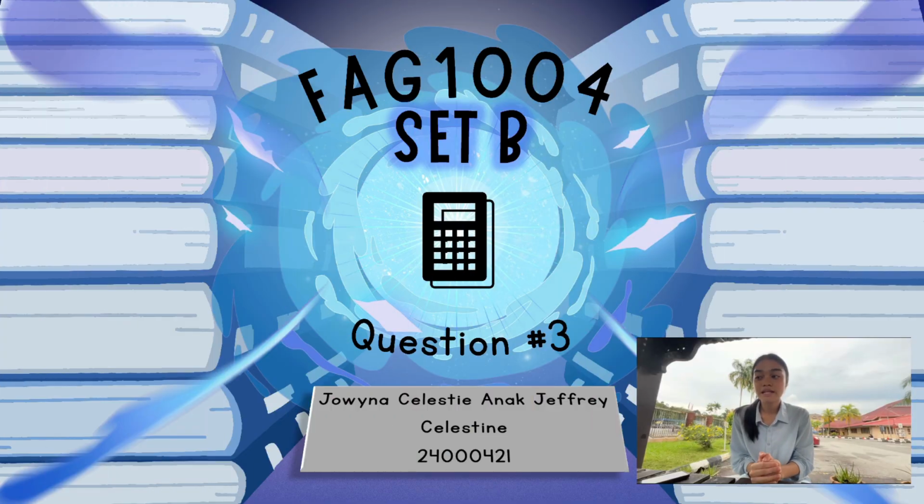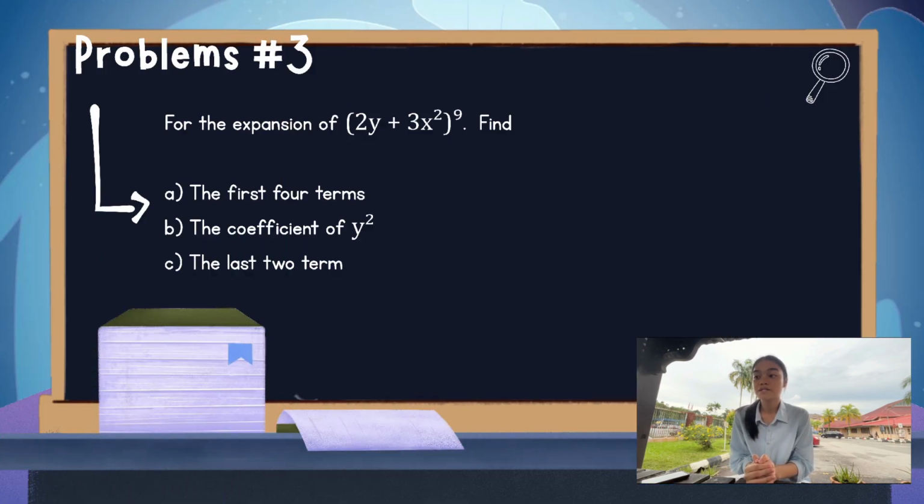Hi, my name is Joywna Celestie. I'm from SS2 and I will be presenting question 3 from set B. For the expansion of (2y plus 3x squared) to the power of 9, find A, the first 4 terms, B, the coefficient of y to the power of 2, and C, the last 2 terms.